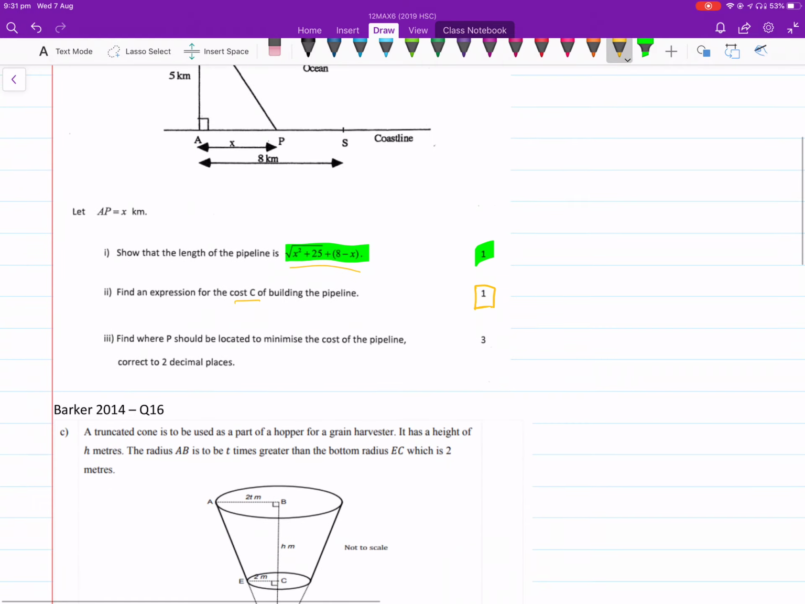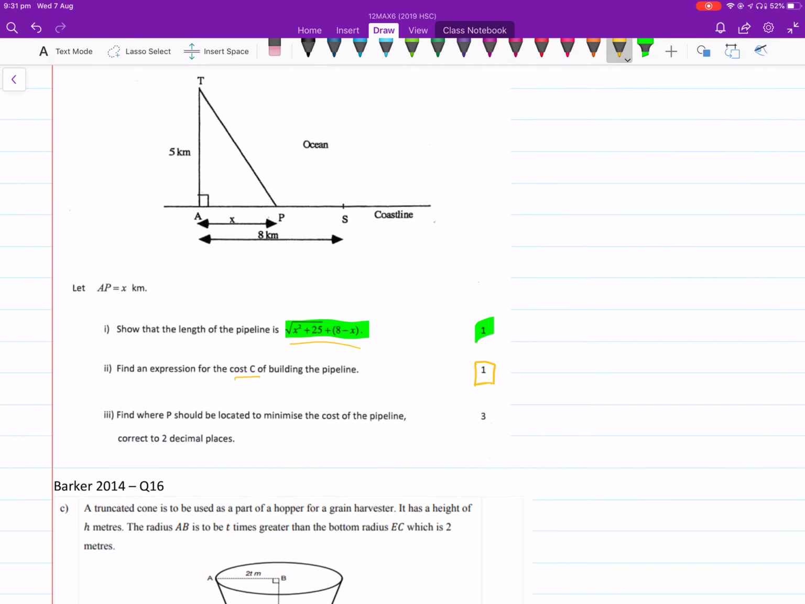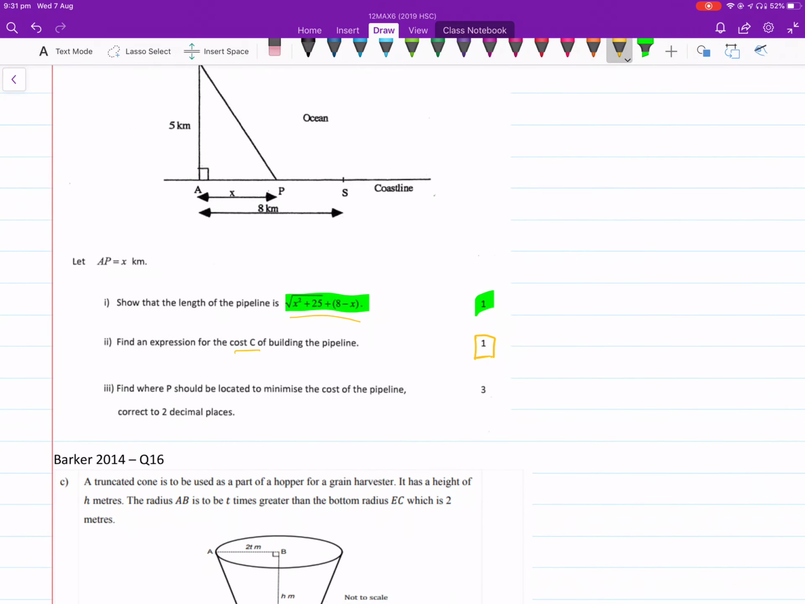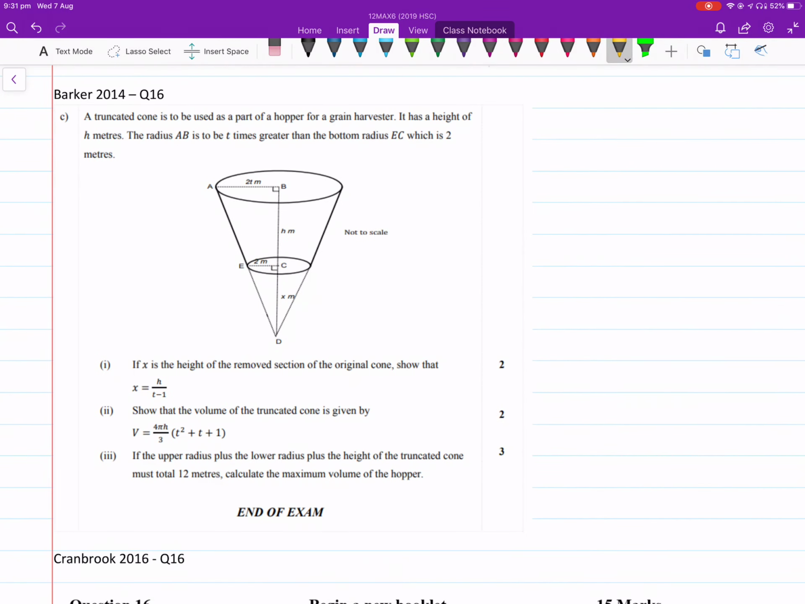So now you can do a differentiation. Find where P should be located to minimize the cost. Be careful, P in this case is a value of X, so you're actually finding X, but sometimes it could ask you, for instance, for the length of PS, right? So you've got to be careful, make sure you're answering the question. But that's just you differentiate, find the value when it equals 0, and then show that it's a maximum or minimum.